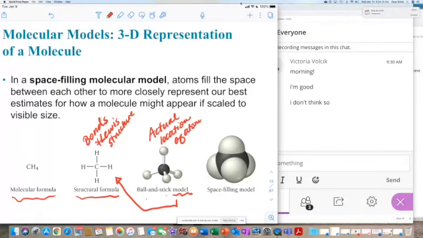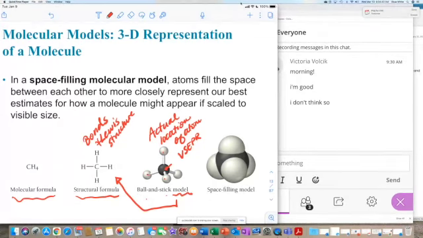The ball and stick model is based on what we call the VSEPR model. So the VSEPR model is a step up, an improvement of the Lewis structure, where it shows the actual location of the atoms relative to a central location. In this case, this is our central atom, showing you how these other four atoms are arranged around it.